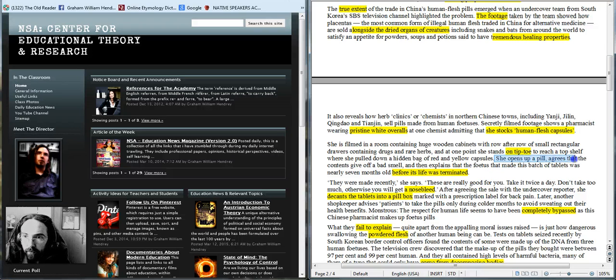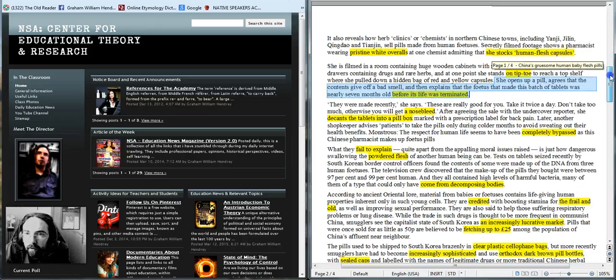She opens up a pill, agrees that the contents give off a bad smell, and then explains that the fetus that made this batch of tablets was nearly 7 months old before its life was terminated.